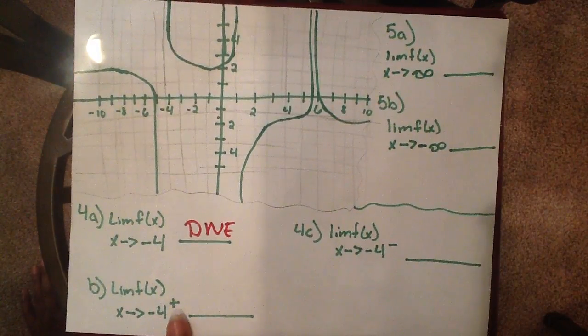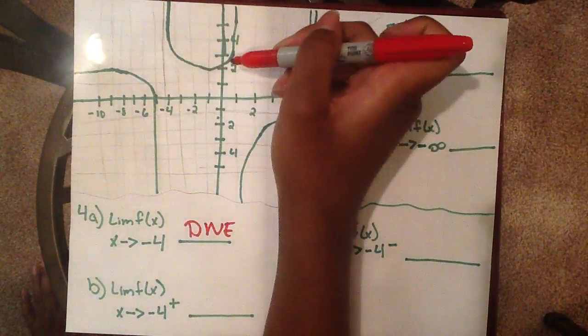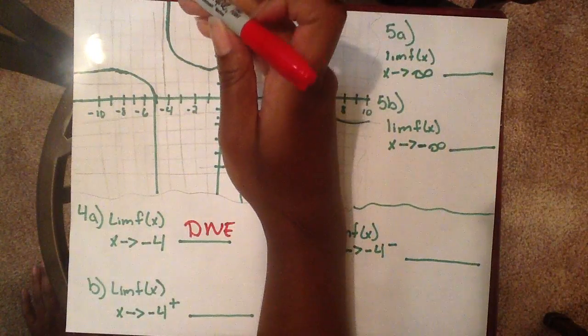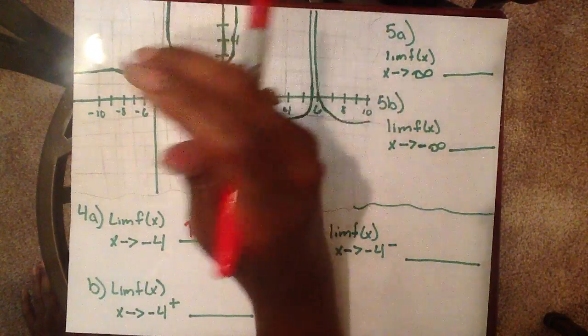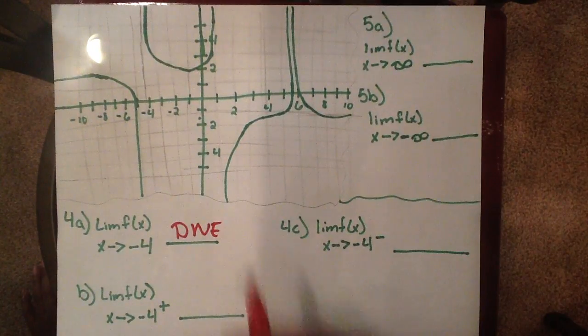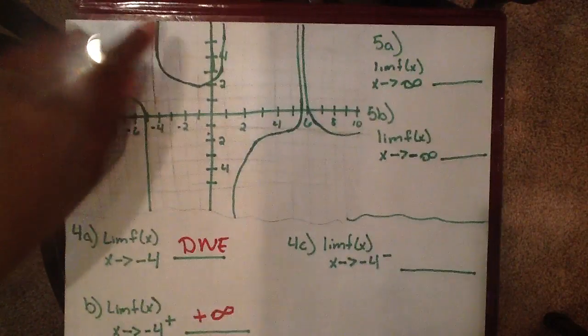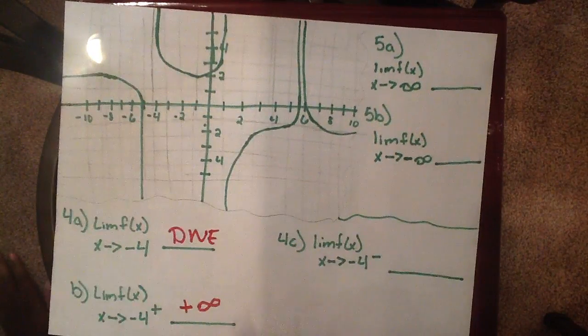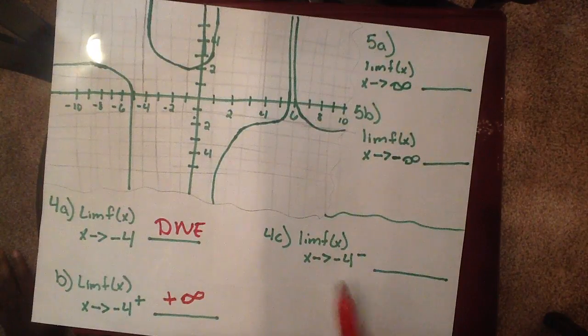And then for letter B, we have to find the limit of f of x as x approaches -4 from the right. That's what our positive sign means. So let's look at -4 from the right. We see that our line is kind of going up. It never ends, and it never touches -4. It's just going to keep going in this infinite direction. So as x approaches -4 from the right, our answer is going to be positive infinity, meaning that it's never going to touch this line, and it's not going to stop going. So it doesn't really have an exact number. It's positive infinity.